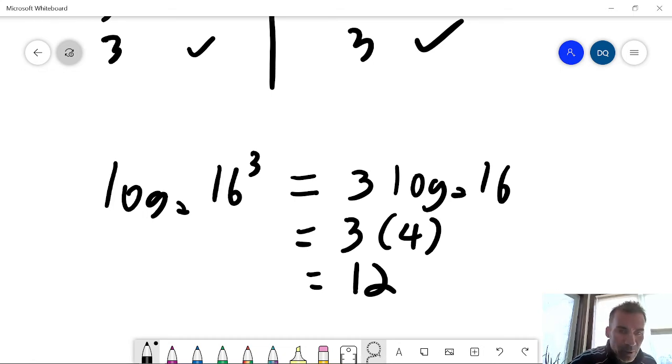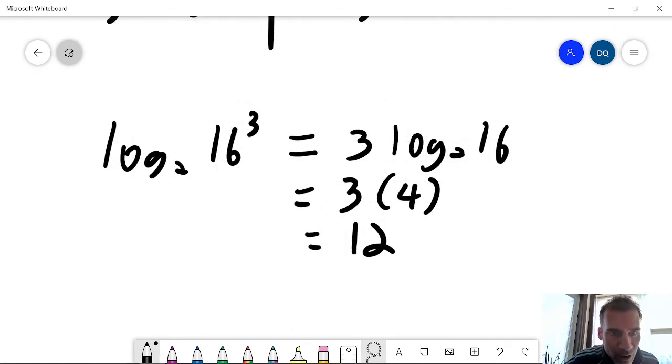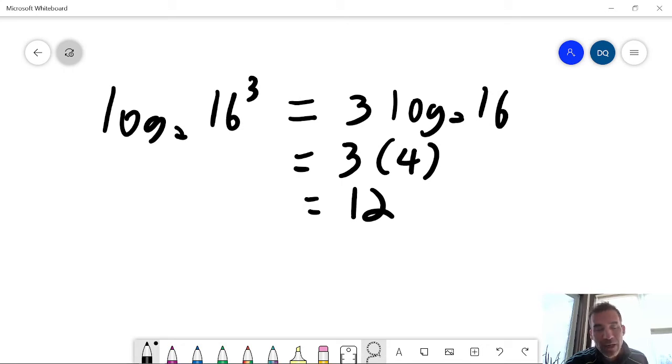Now I think I misspoke. I said when you cube it, you no longer have a power of 2. Actually, yeah, you do have a power of 2. It's just this huge number that's harder to deal with.